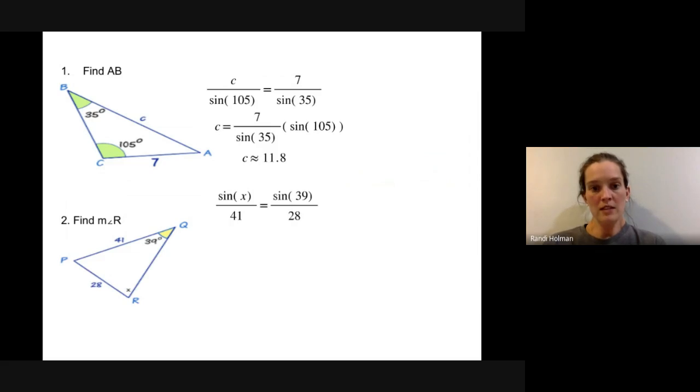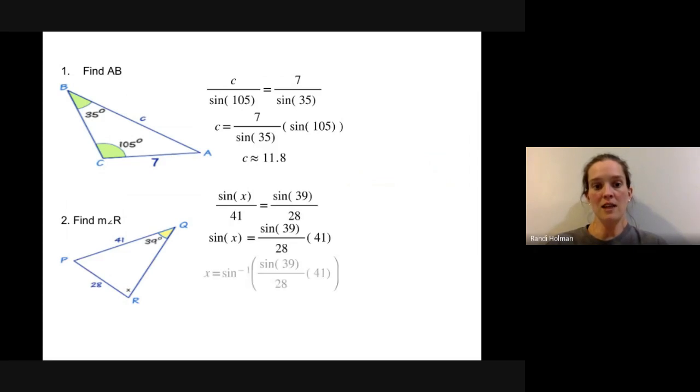Once we have our setup there, it's going to be a little bit more work to solve for an angle because we have the sine of that angle. We're still going to start by multiplying both sides by 41. But once we do that, we also have to undo this sine function. We practiced doing this when we were using our trig ratios in right triangles. To undo the sine function, we're going to use the sine inverse. So the sine of 39 divided by 28 times 41 is just a number.